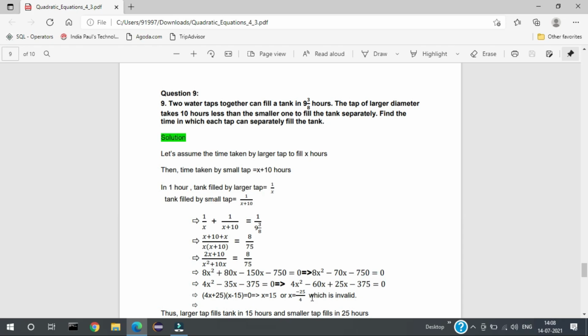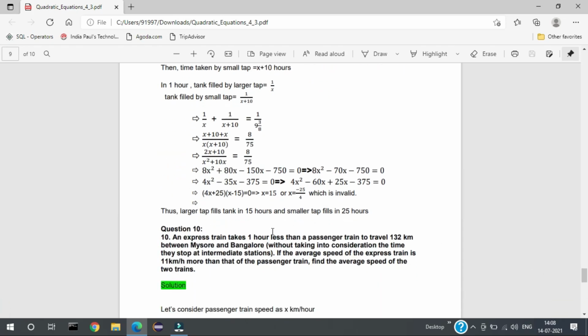Minus 25 by 4 is invalid. So it is a negative number, that's why we cannot take it. So only we will take x equals 15. Thus the larger tap fills the tank in 15 hours and the smaller tap fills it in 25 hours.